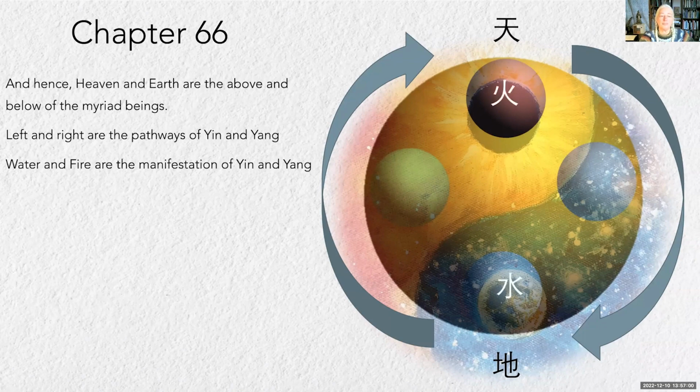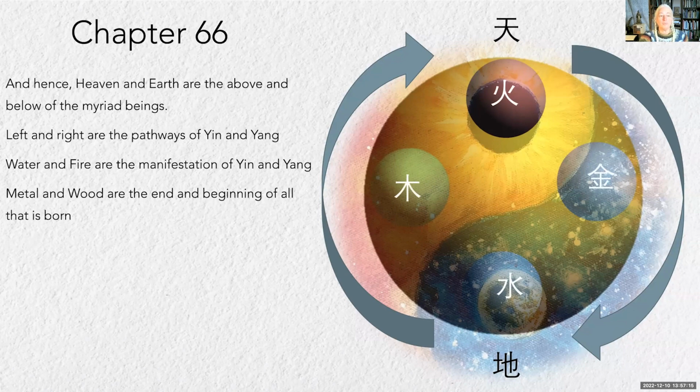Then water and fire are the manifestation of yin yang. This is going to be important for us. Why pick out water and fire as the manifestation of yin yang? We'll see that as we go along. Metal and wood are the end and beginning of all that's born. We have fire and water, which are the generation of life, and wood is the beginning of that life, and metal is the end of that life.